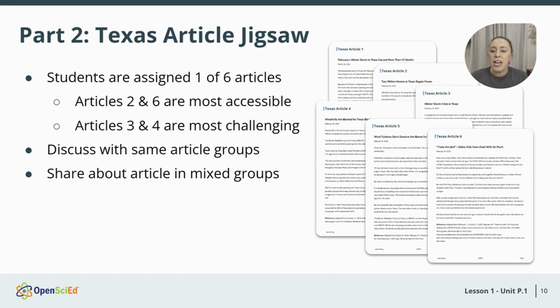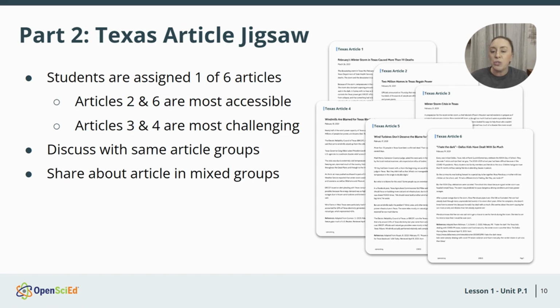And so students are assigned as individuals 1 of 6 articles for this jigsaw. Articles 2 and 6 are going to be the most accessible, so keep your students' reading levels in mind when assigning these out. And articles 3 and 4 are going to be the most challenging. And those are noted in the teacher guide.